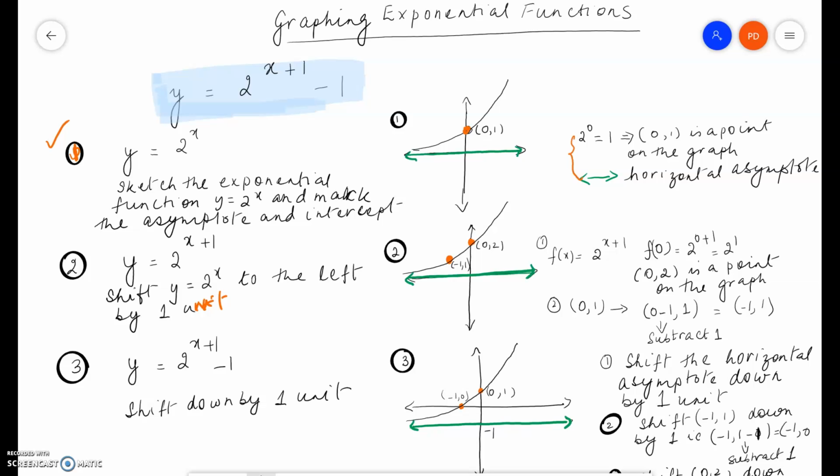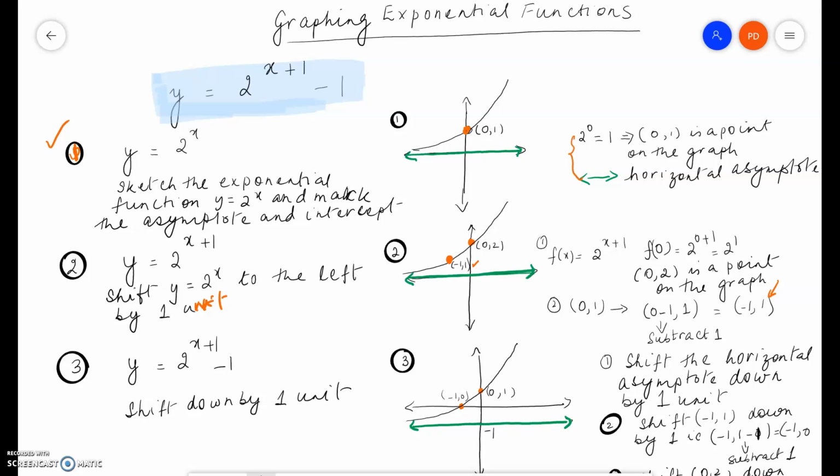That doesn't change. I've just marked it in green, just so you know that the horizontal asymptote is still the x-axis. The point 0, 1, which was on the graph of y equals 2 to the x, shifts to the left. When we shift a point to the left, we subtract 1 from the x coordinate. So 0 minus 1 gives us negative 1. Since it's a shift to the left, the y coordinate does not change. So our new point is negative 1, 1, and it sits on the graph.